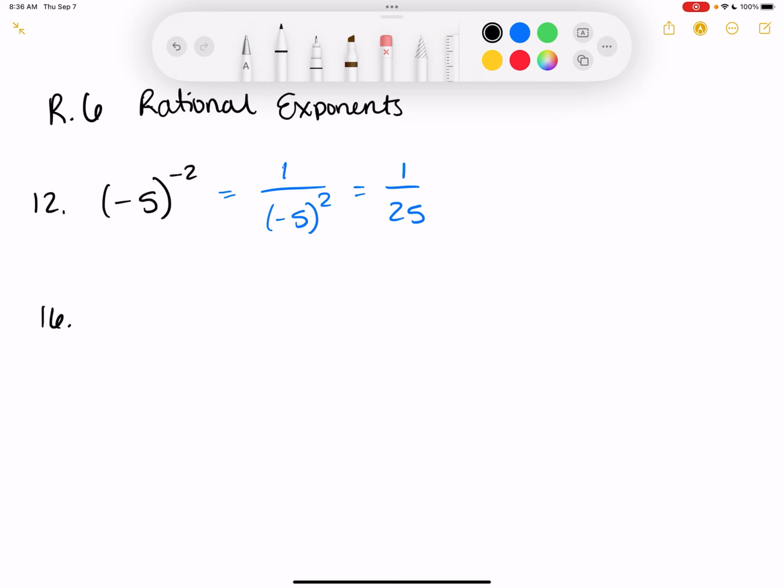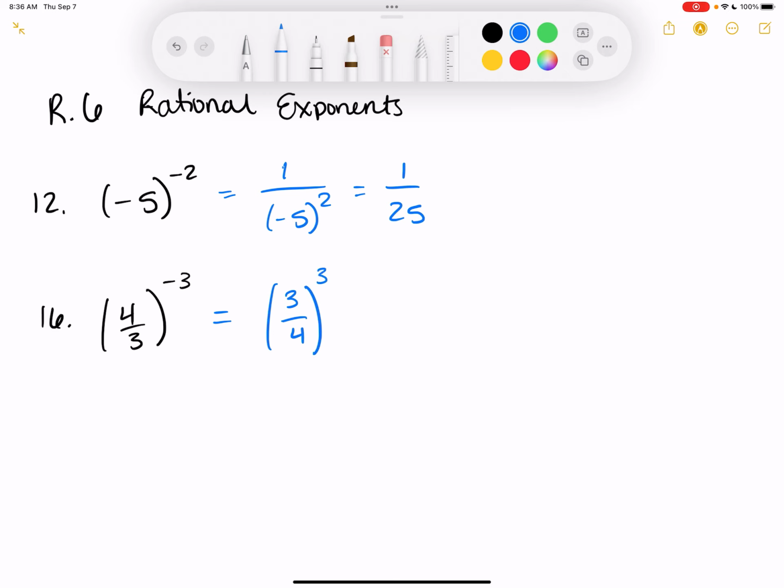16. 4 over 3 raised to the -3. So in a case like this, you can think about this a couple different ways. You can either go ahead and put the -3 exponent on the 4 and on the 3, or you can flip the fraction and make it positive first and then put the 3 on everything. That's what I like to do. I like to go ahead and flip it first. So this is going to become, in parentheses, 3 over 4 raised to the 3.